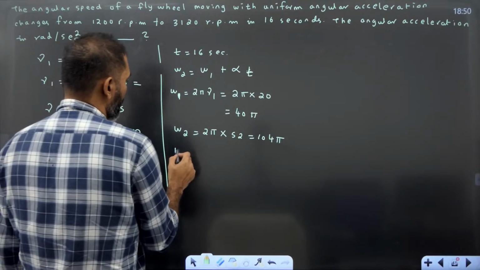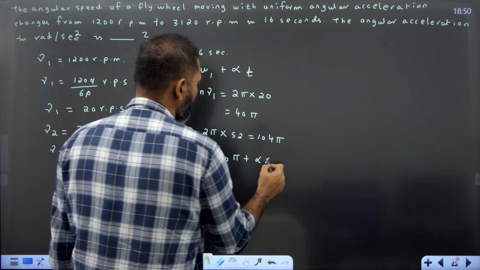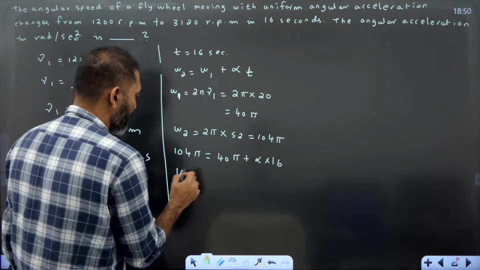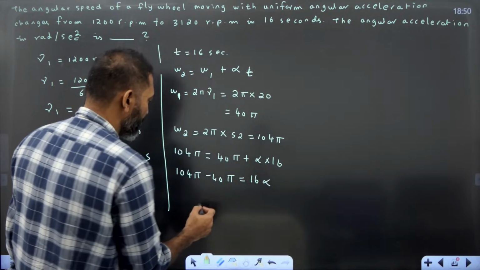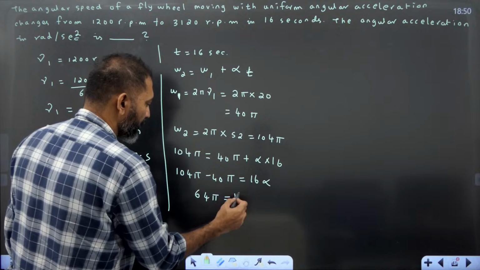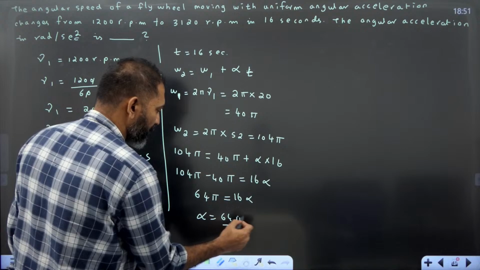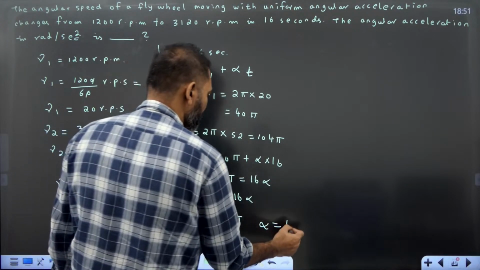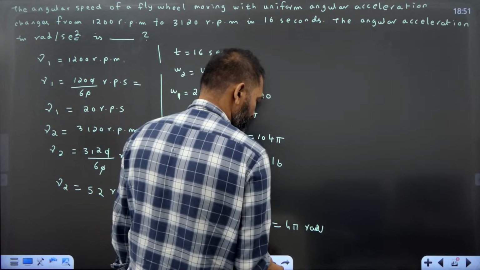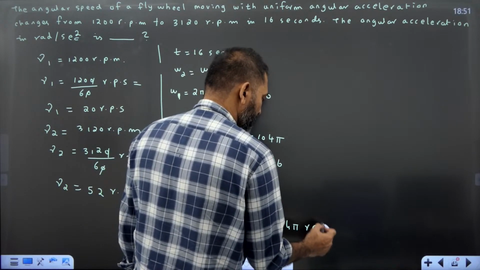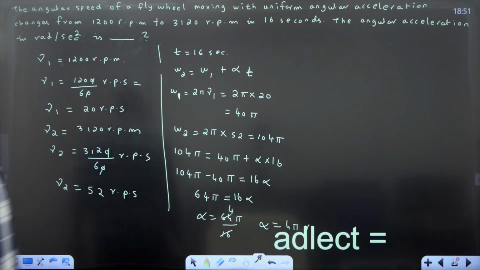So 104 pi is equal to 40 pi plus alpha into 16. So 104 pi minus 40 pi is equal to 16 alpha. That means what? 64 pi is equal to 16 alpha. Alpha is equal to 64 pi by 16. So alpha is equal to 4 pi radians per second square.